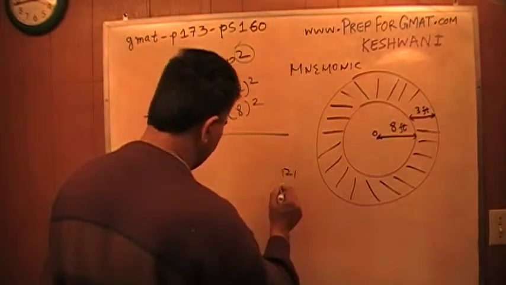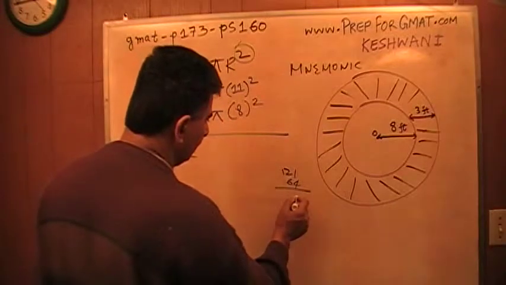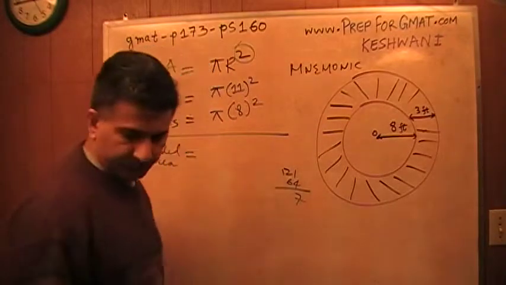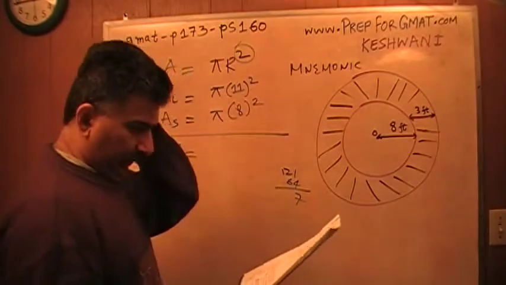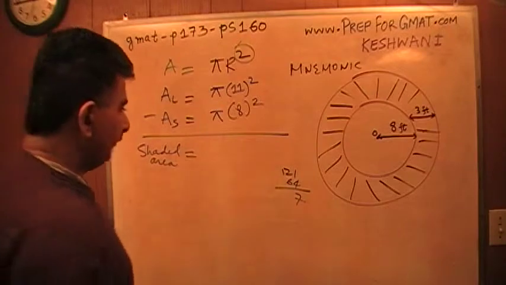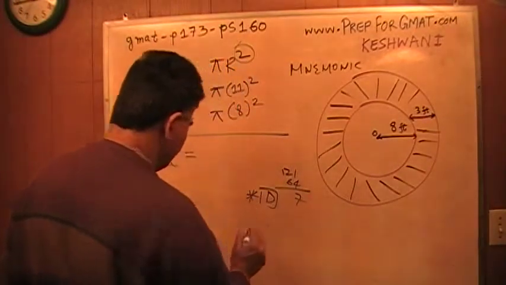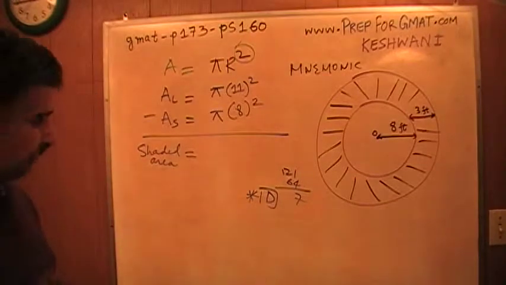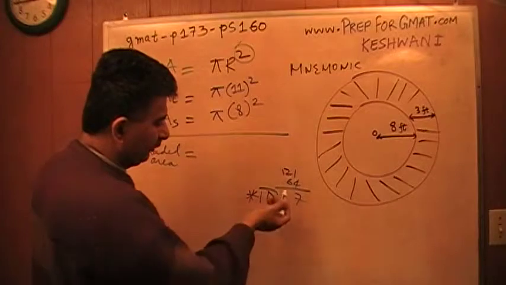121 minus 64. 11 minus 4 is 7. Let's see how many answer choices end in a 7. I'm getting lazy. Oh, there you go, answer choice D. Answer is D because that's the only one I see ending in a 7. But anyway, let's finish it up since I started. Well, not since I started, but we had no choice. We had to figure it out.